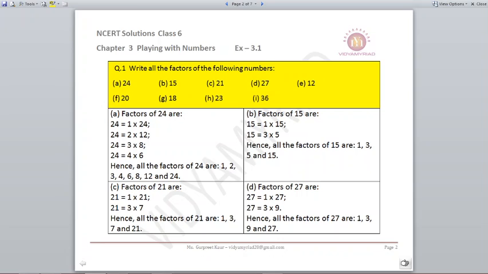Question number 1. Find all the factors of the numbers given below. Number 1. Factors of 24 are. Now what we are going to do is we will see on what tables that 24 can come. First of all we will always start with 1. So 1 will be multiplied by 24 to get 24 as your answer. Next let's try with 2. So 2 will be multiplied by what to get 24.